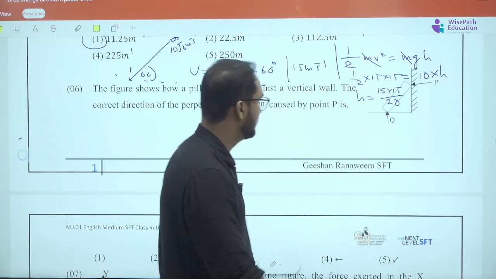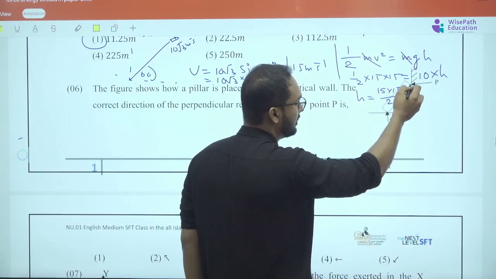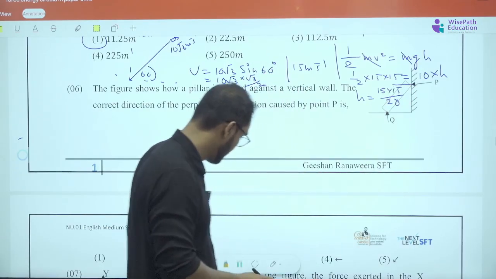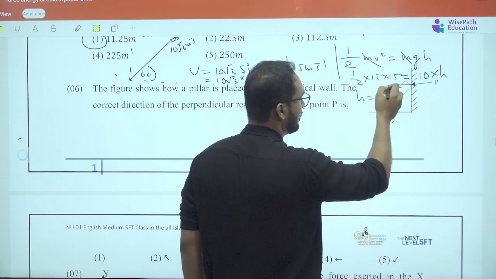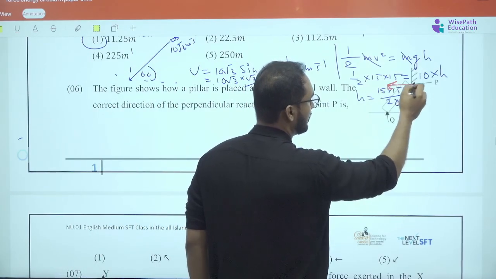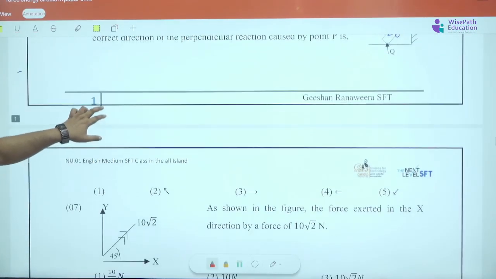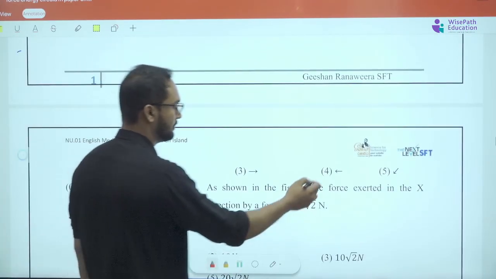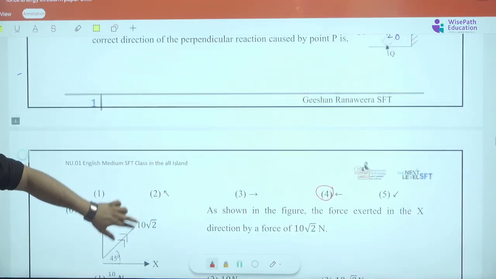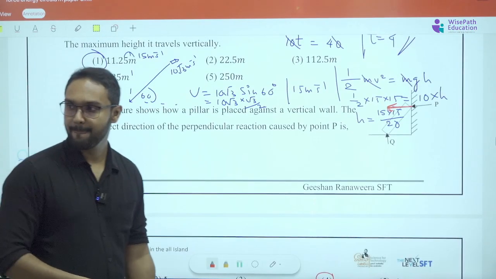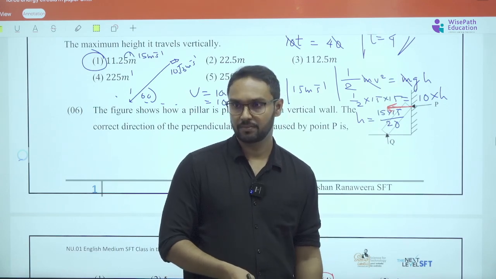So this is the surface, isn't it? So perpendicular to it is something like this. So the answer is 4, perpendicular to the surface. It is perpendicular to the surface, not to the object.